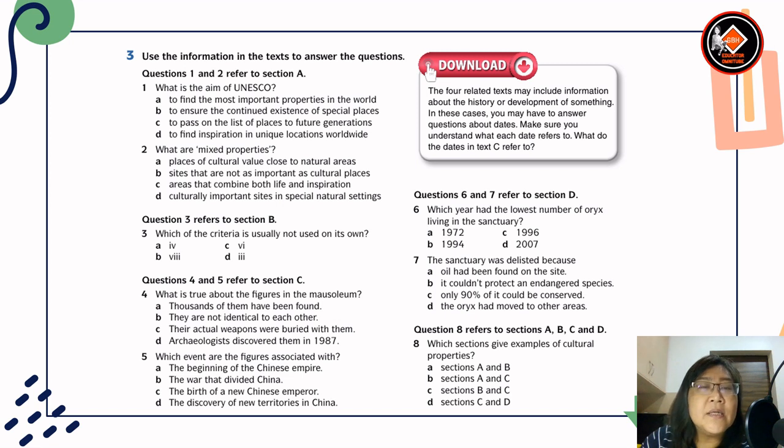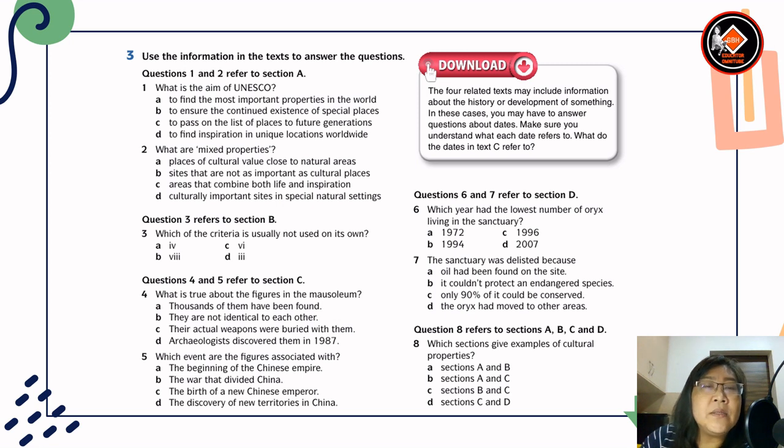Dear students, use the information in the text to answer the questions. Before that, let's look at the download. The 4 related tasks may include information about the history or development of something in these cases. You may have to answer questions about dates. So make sure you understand what each date refers to. What do the dates in the text, which is text C, refer to?